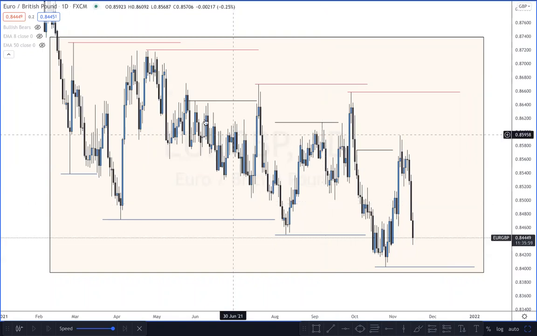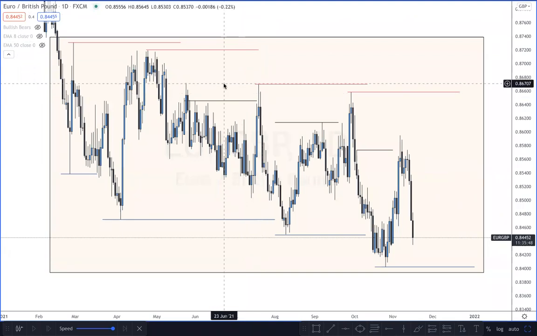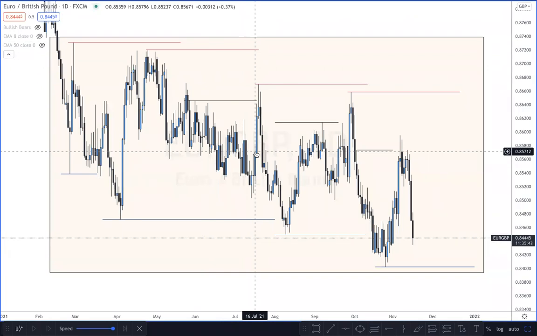So, looking at the yellow box, I asked the question in the group, what structure do you see over here? And I saw so many people saying it is a bearish structure. Lots of people did say it was a bearish structure. Why was it a bearish structure?